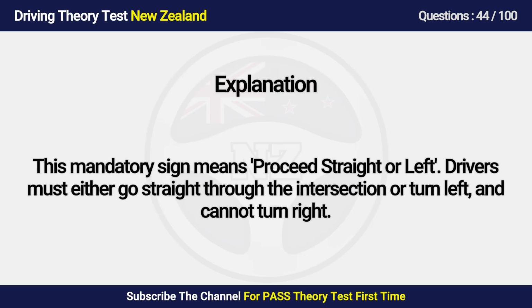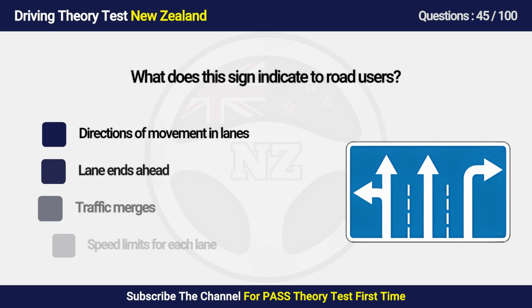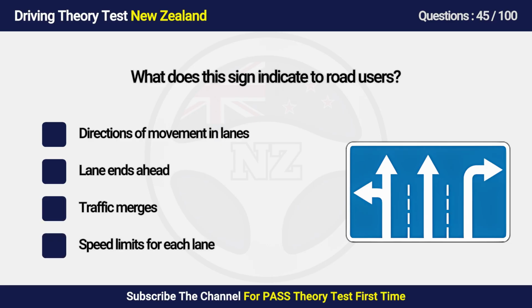This mandatory sign means proceed straight or left. Drivers must either go straight through the intersection or turn left and cannot turn right. Question 45. What does this sign indicate to road users? A. Of movement in lanes.